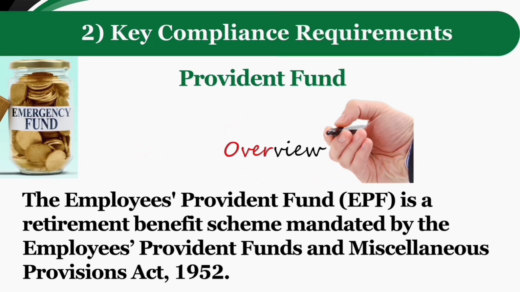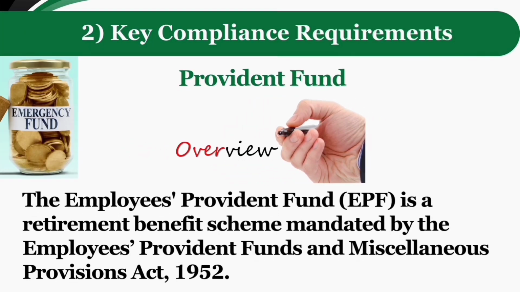So, payroll compliance involves adhering to various statutory requirements related to employee compensation and benefits. While calculating compensation and benefits, we have to comply with some rules and statutory requirements. So, what are they? Some critical compliance areas are PF, Provident Fund. We have to deduct it.